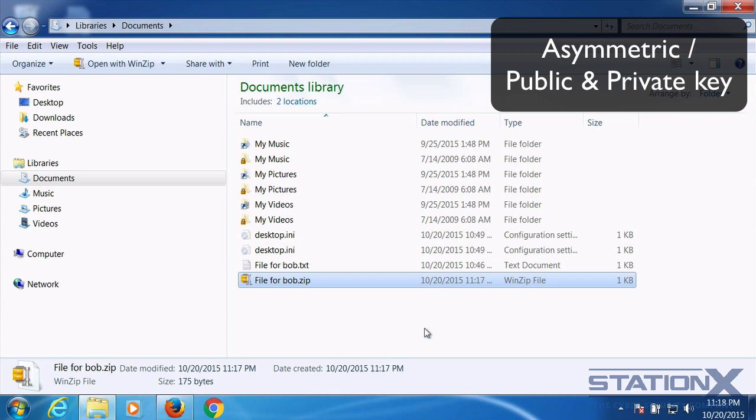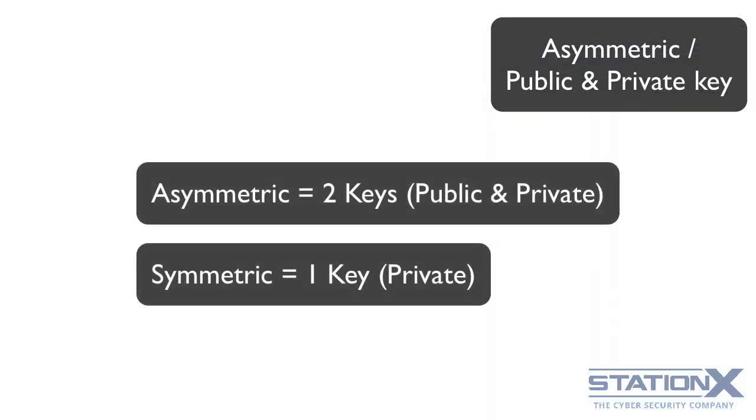It's just not usable as a real-time encryption method, which brings us to the other type of encryption algorithms, and these are called asymmetric encryption algorithms. And this is because they use two keys as opposed to one key. And asymmetric is also referred to as public and private key. And public and private are the two keys that are used in asymmetric encryption. So we have symmetric encryption, one key, asymmetric encryption, two keys, the public and private key.